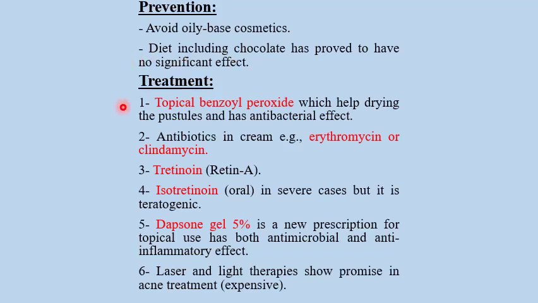التريتمنت topical benzoyl peroxide. This helps in drying the pustule، بتنشف البوستيول فبالتالي بتساعده ان هو يقع, and has also antibacterial effect. Antibiotics in cream, for example erythromycin or clindamycin، واخترنا دول بالذات because انهم بيأثروا على الانيروبيك بكتيريا. Tretinoin اللي هو الريتين A أو فيتامين A برضو is useful.